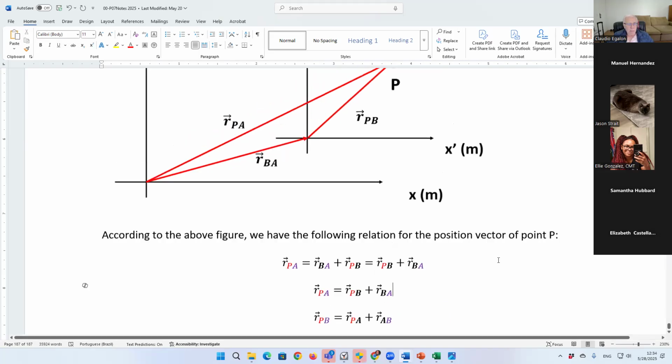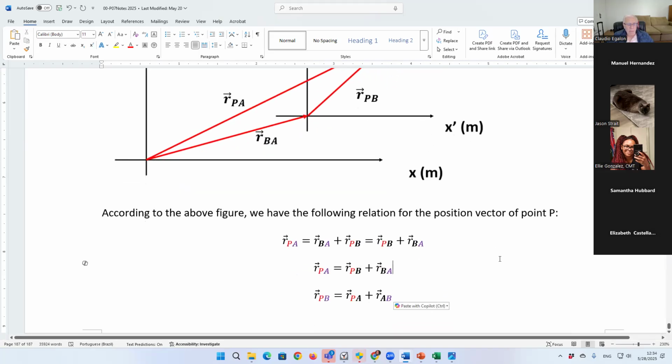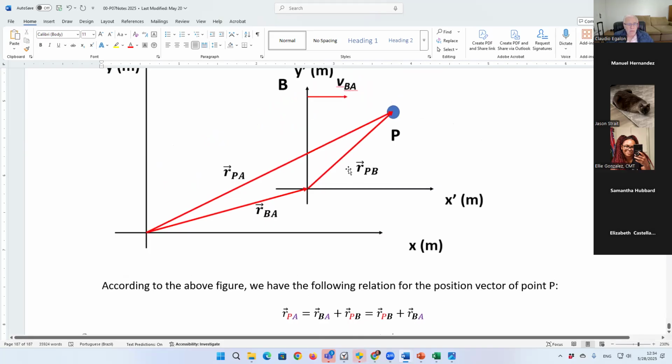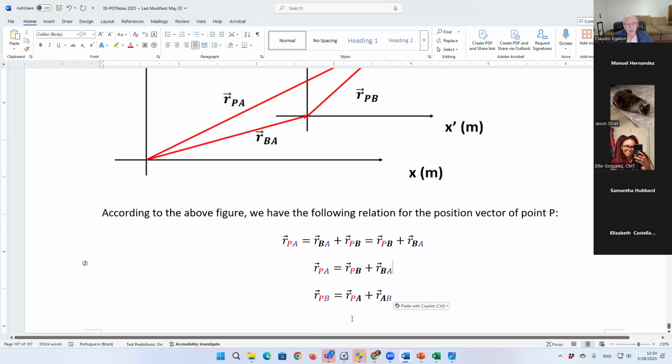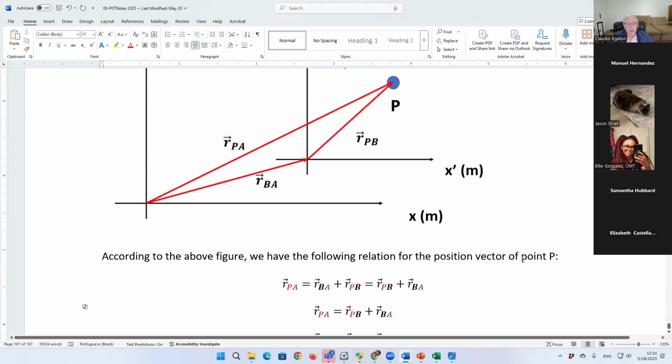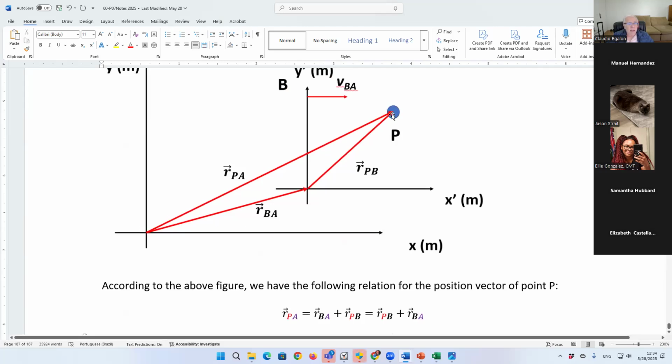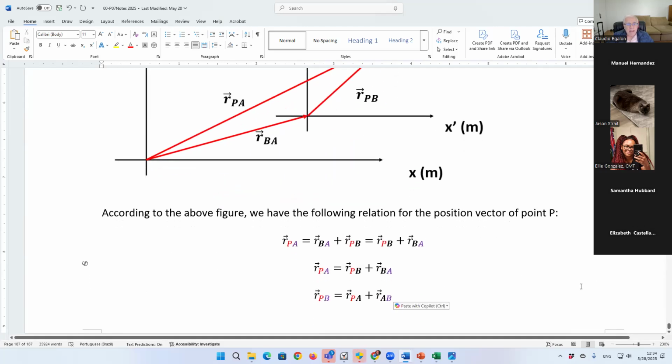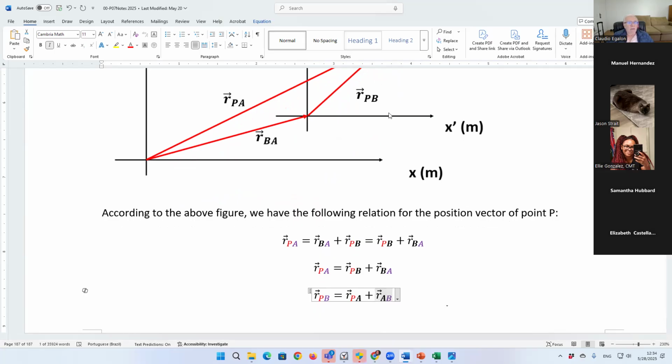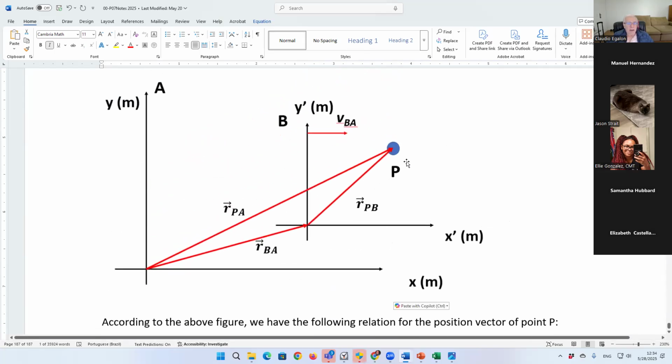Okay, so here you go. Vector position of P with respect to B is this vector right in here. Vector position of P with respect to A is this other vector here. But then we have this vector position of A with respect to B, which is the negative of this vector that's shown here. So it's the vector that points from the origin of B to the origin of A. And now, this vector plus this vector obviously is going to be RPB.